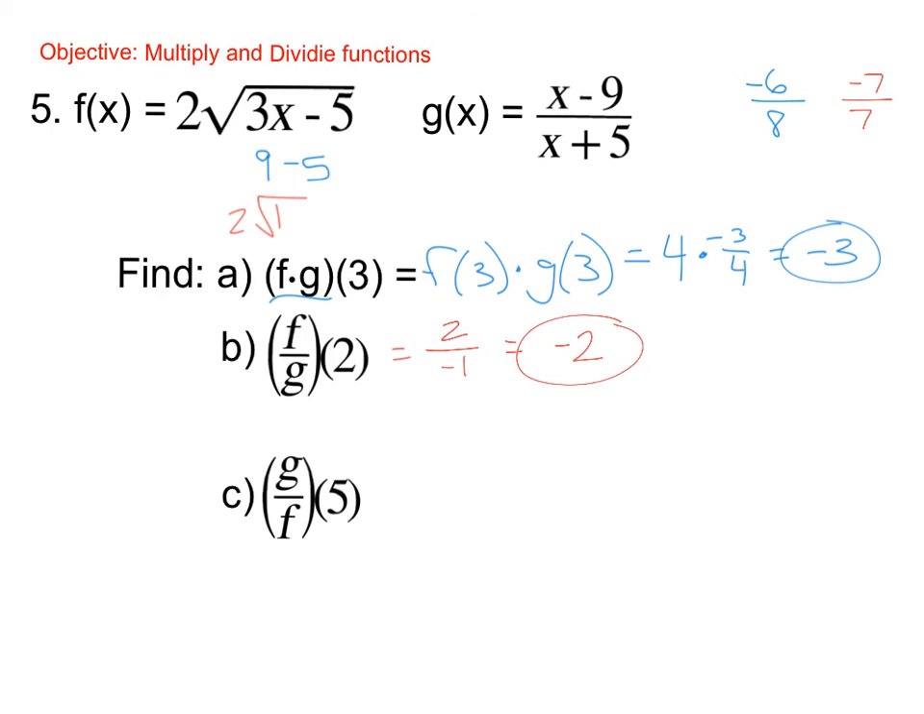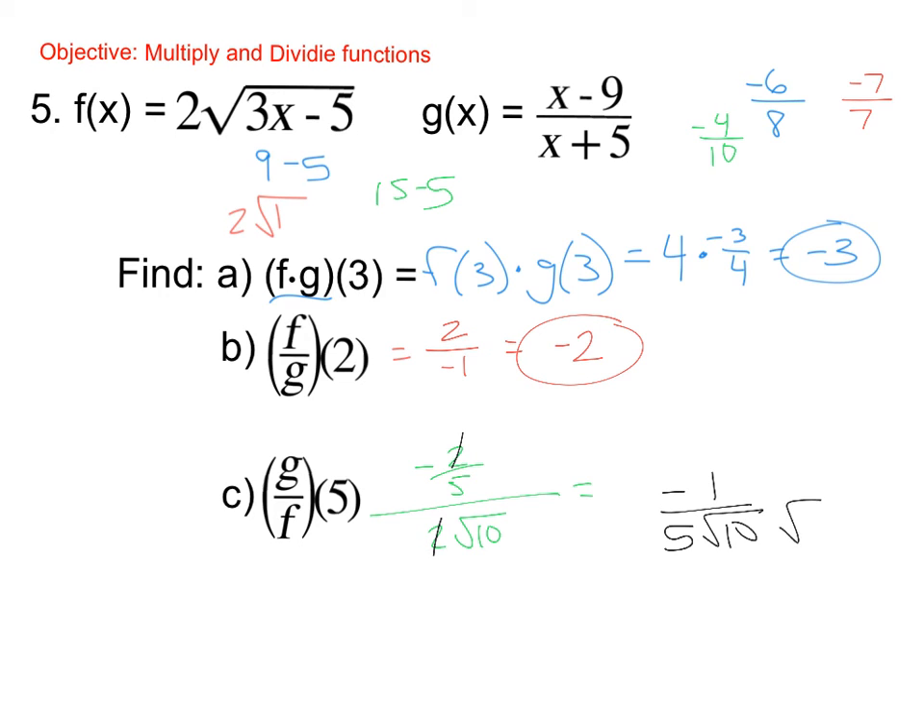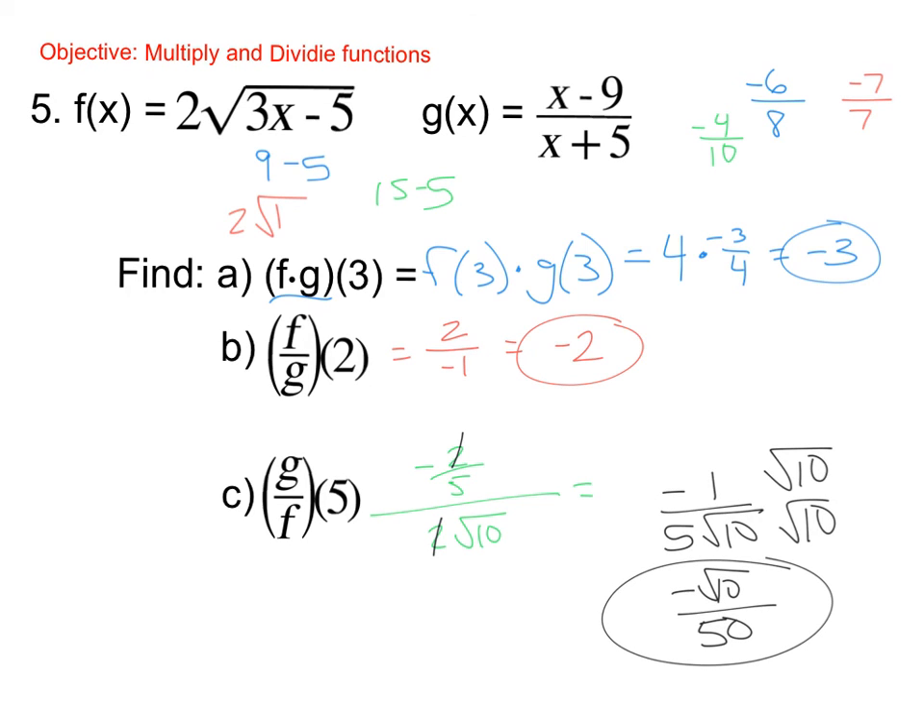And then the last one, g of 5. Let's see, g of 5, we get negative 4 over 10. So that's negative 2/5. All over, plug in 5 for f. I get 15 minus 5. Well, this one's no fun. 2 root 10. So the 2's end up canceling. And I get negative 1 over 5 root 10. I'm going to rationalize my denominator. Negative root 10 over 50 is the final answer.